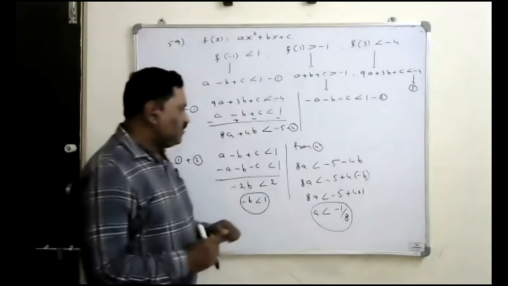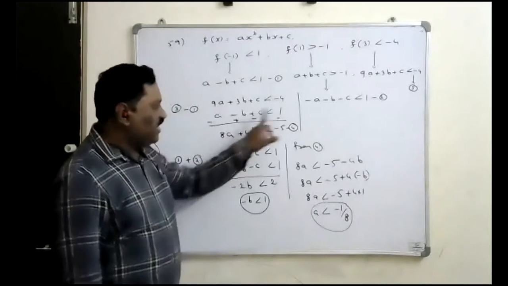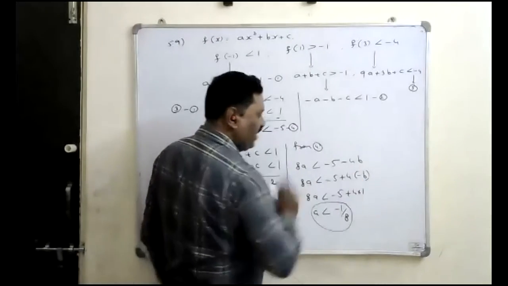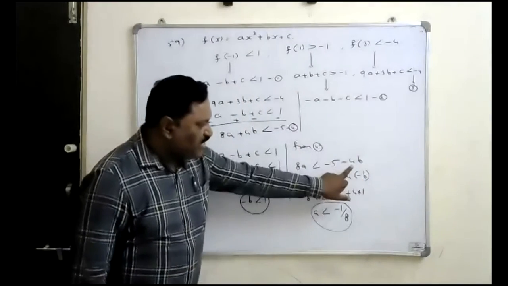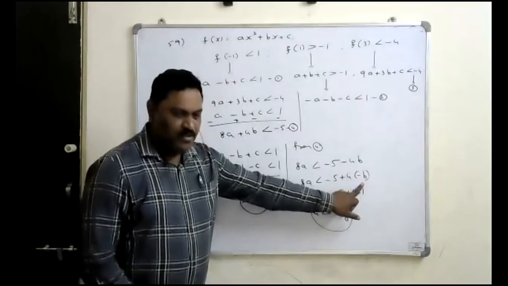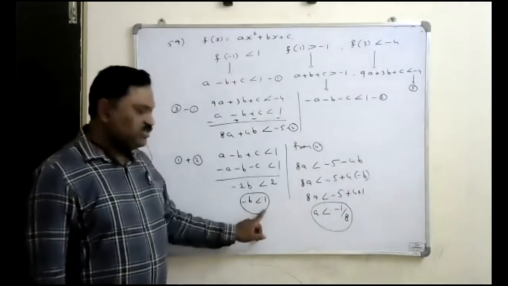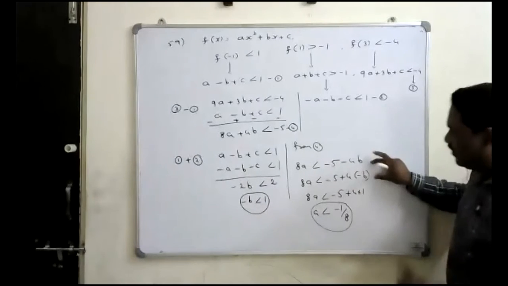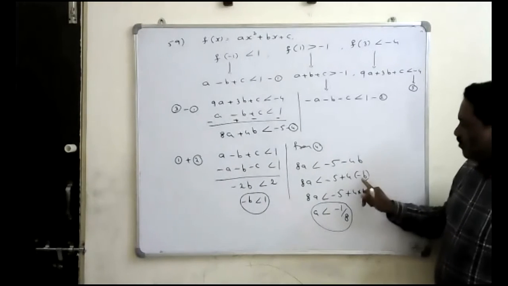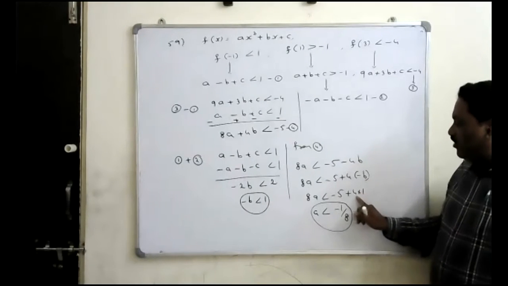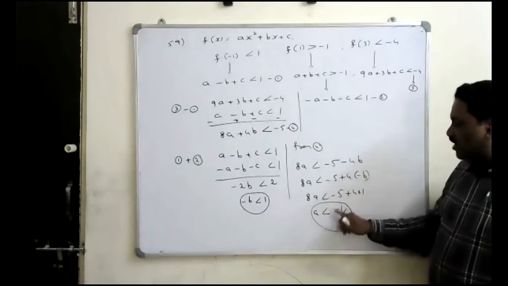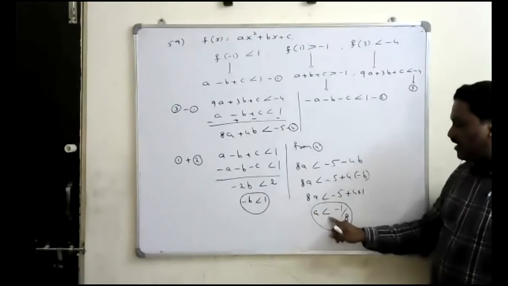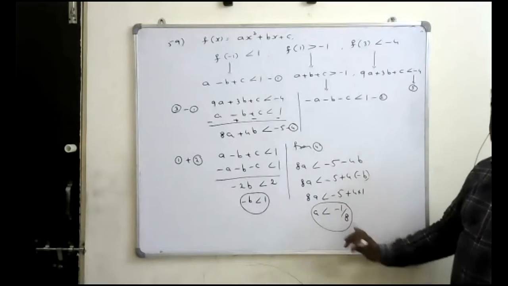Then from this fourth equation, taking the 4b to the other side, we get minus 5 minus 4b. This minus 4b I can write as 4 into minus b. But this minus b maximum value is how much? 1. So if I substitute this maximum value here, the total value becomes maximum. 4 into 1, 4. Minus 5 means minus 1. Means 8a maximum value is minus 1. Therefore divided by 8, a is less than minus 1 by 8. This is the maximum value of a.